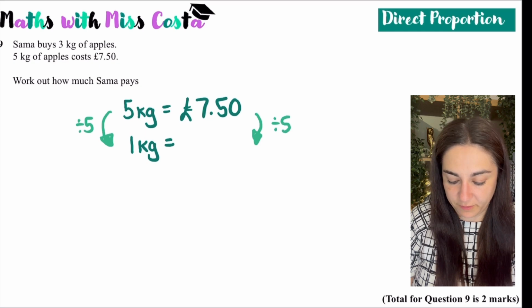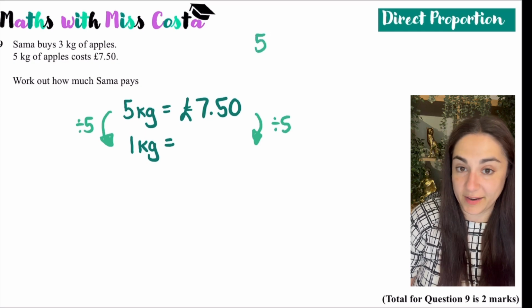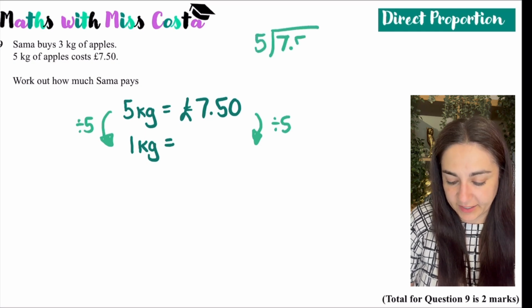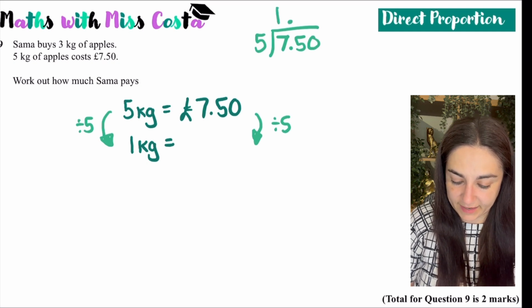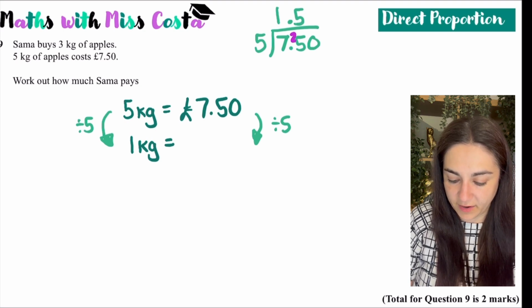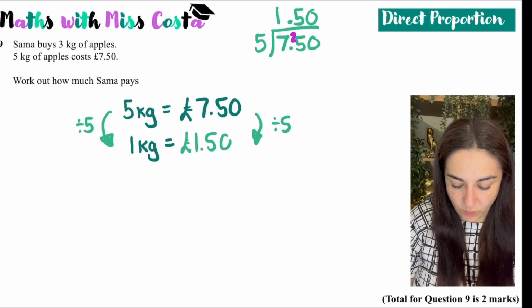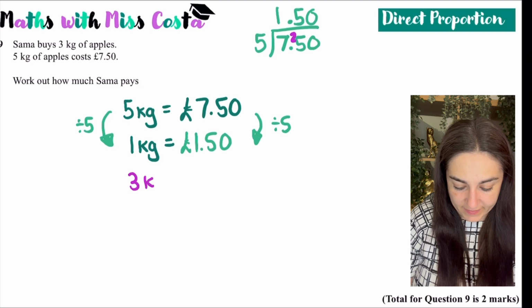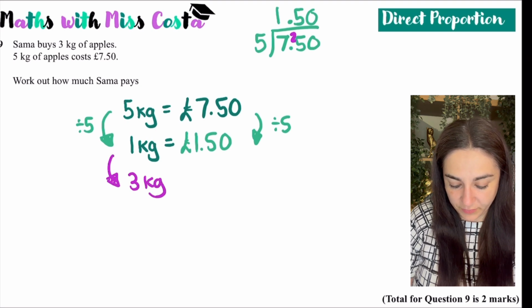And £7.50 divided by 5, I'm then going to need to do on the other side. So I can use the bus stop method. So 5s into 7 go once, remainder 2. So I'd write a little 2 over here. 5s into 25 go 5, and then 5s into 0 are 0. So 1 kilogram costs £1.50. And then I know that Summer buys 3 kilograms, so I'm then going to times that by 3.